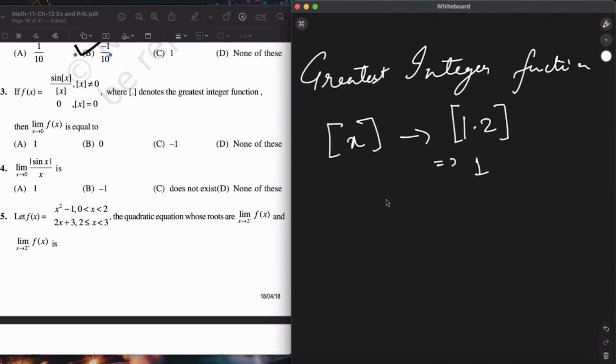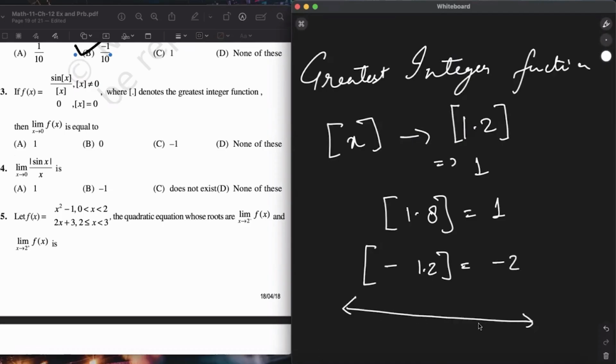Getting my point? And suppose you have put a value of, let's say 1.8. Again, it's the same thing. It will return the value of 1. If you put a value of minus 1.2, tell me what will it return? It will return a minus 2. Why does it work like this? Always imagine it with a number line.